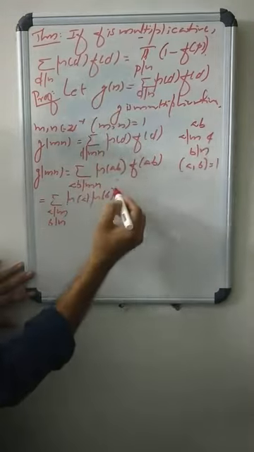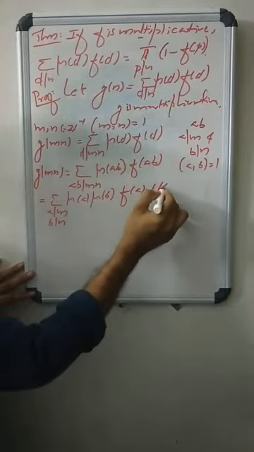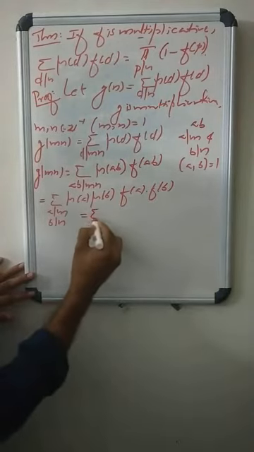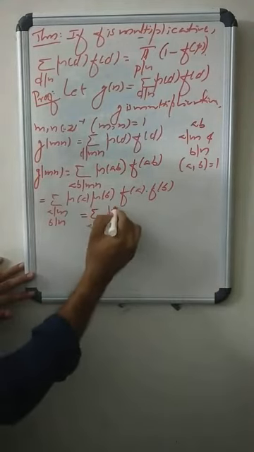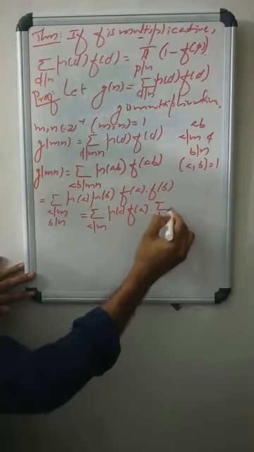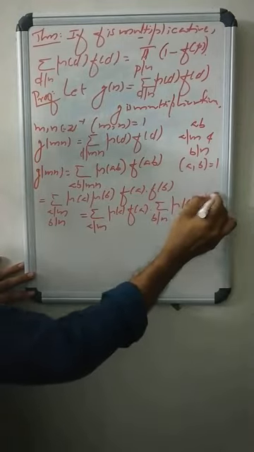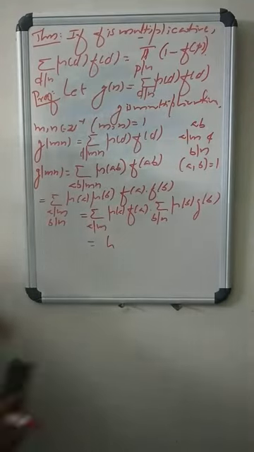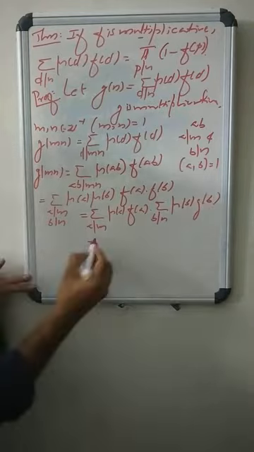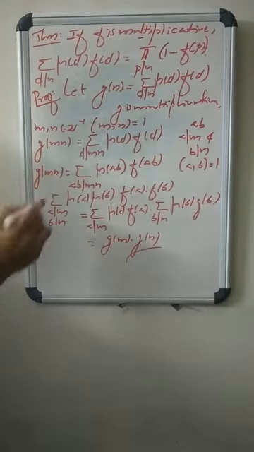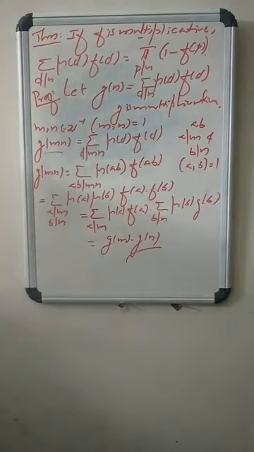It is given that f is multiplicative, so f of ab equals f of a into f of b, with a and b relatively prime. Then you can rearrange it as sigma over a divides m of mu of a into f of a, into sigma over b divides n of mu of b into g of b. So this is nothing but g of m: sigma over a divides m of mu of a into f of a is g of m, and the second one is g of n. So finally g of mn equals g of m into g of n. Hence g is multiplicative. So that is the first requirement.